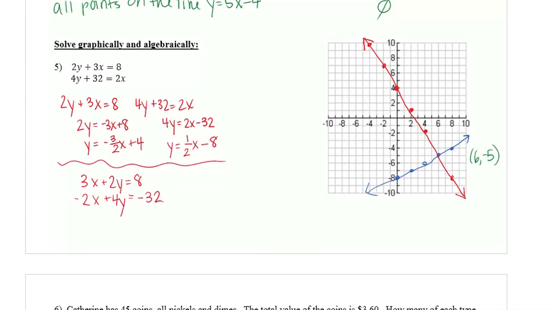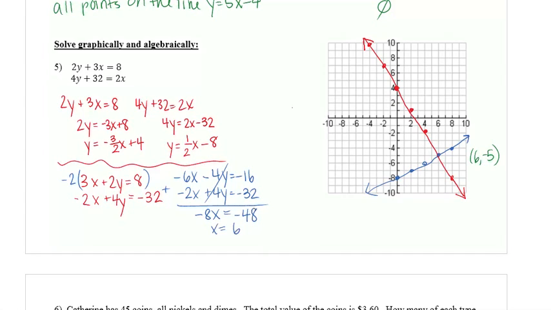I'm going to choose to get rid of my y's, so I'm going to multiply my first equation by -2. You could have totally done +2, but then you'd have to subtract. It's up to you. So I have -6x minus 4y equals -16, and then -2x plus 4y equals -32. Adding them together, I end up with -8x equal to -48, which means that x equals 6.